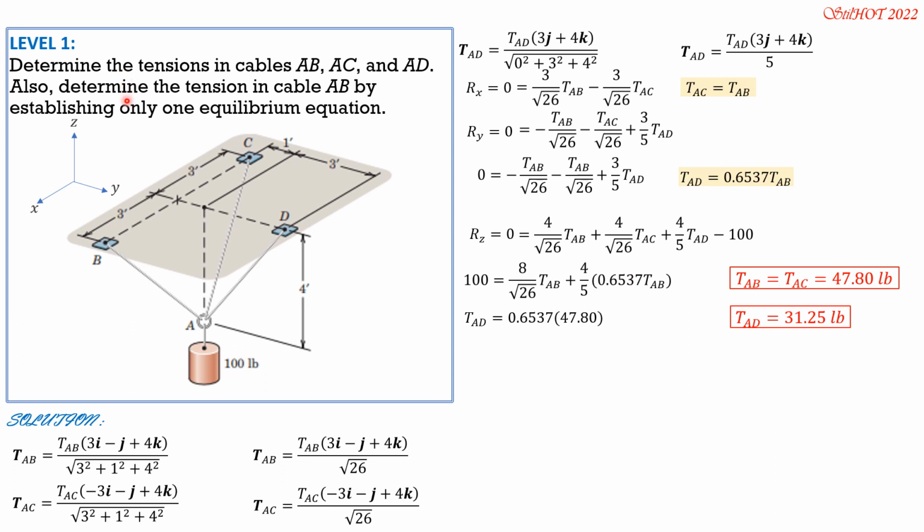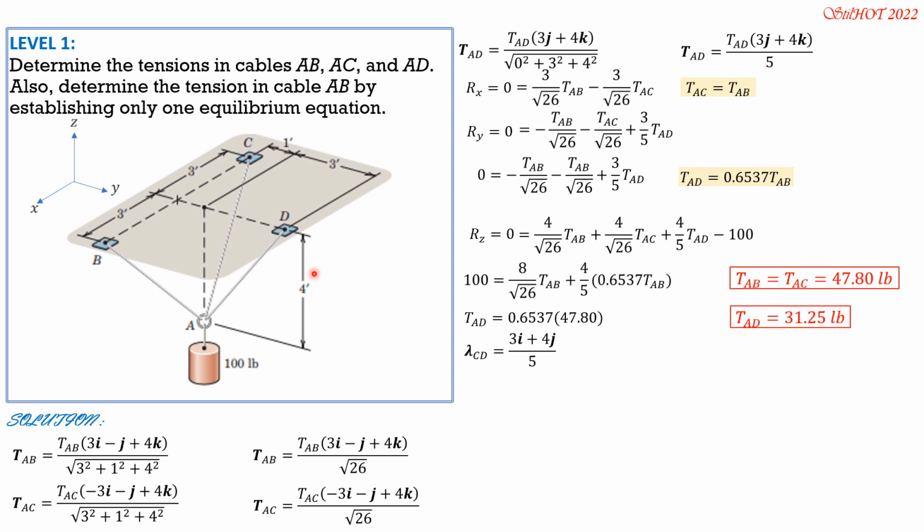For that challenge question, determine the tension in cable AB by establishing only one equilibrium equation. So let's apply moment about an axis CD so that tension AC and tension AD will not be involved in that equation. So lambda of CD, C to D, is positive 3I, 1 plus 3, then that's 4, positive 4J. So 3I plus 4J over square root of 3 squared plus 4 squared, so that's 5. That's the unit vector of axis CD.